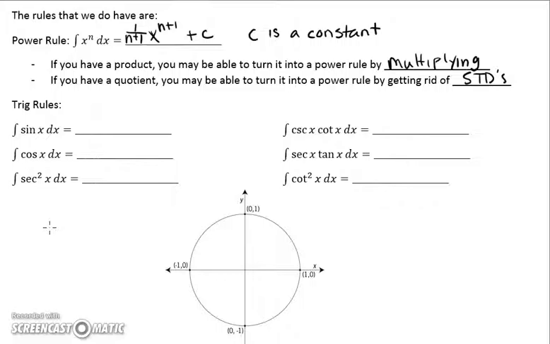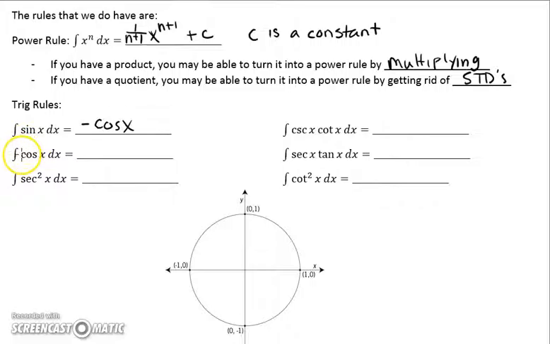We're also going to have some trig rules, and the trig rules work the exact opposite of what they did before. So again, we need to think: what function has a derivative of sine? The function that gives me a derivative of sine is actually negative cosine of x. If I take the derivative of cosine, it's negative sine. So the derivative of negative cosine is going to be negative sine, giving us positive sine.